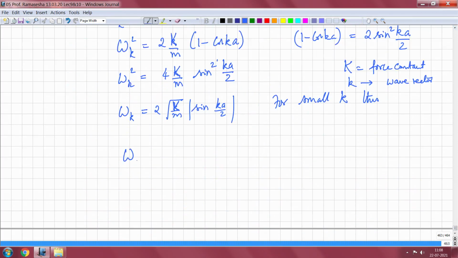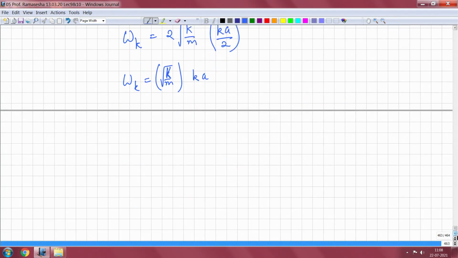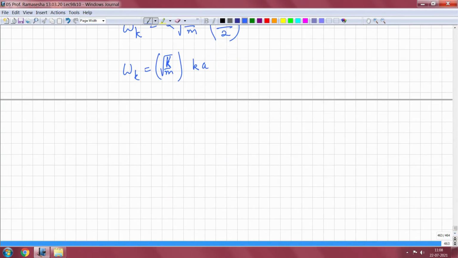So omega_k will go as 2 times root K by m into sin k a by 2. If I expand it, it will go as k a by 2 as the first term. So for small k I can just keep the first term, in which case I will get omega_k is equal to root K by m times k a. So this dispersion is interesting. It is linear at very low values of k.